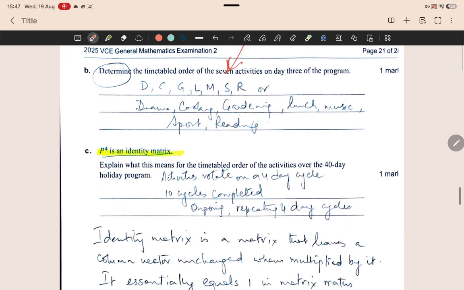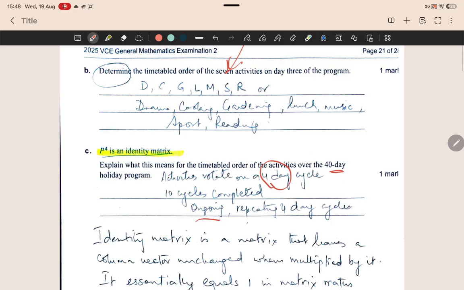P4 is an identity matrix. Explain what this means for the timetabled order of the activities over the 40-day holiday program. Now, if P4 is an identity matrix, that implies that activities rotate on a 4-day cycle. 10 cycles are completed, because if it's a 4-day cycle, then there are 10 cycles in 40 days.